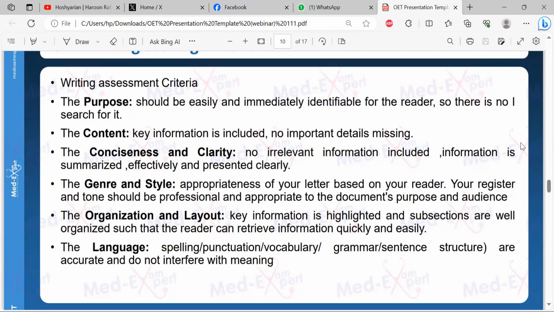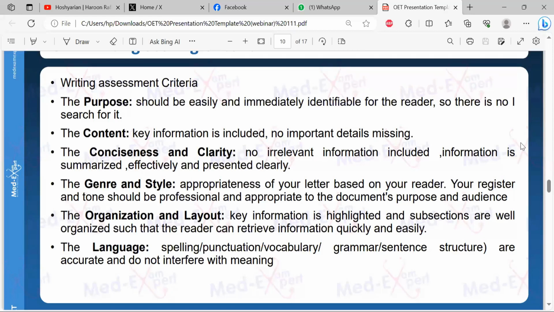Then concision and clarity: no irrelevant information. Information is summarized effectively and presented clearly. This is another important thing, because students think that OET letter writing is just a copy-pasting thing. No, it is not like that. You have to be concise, you have to summarize your information.